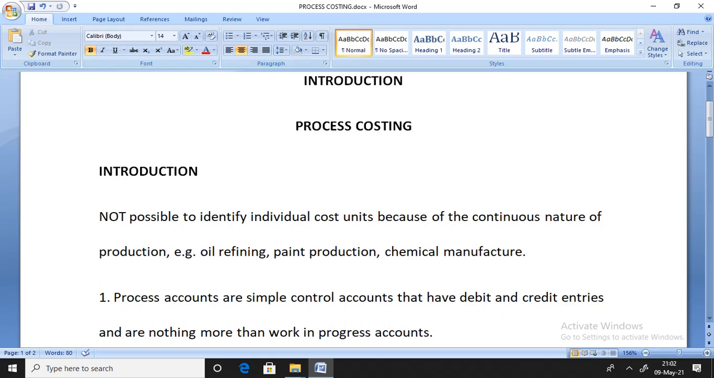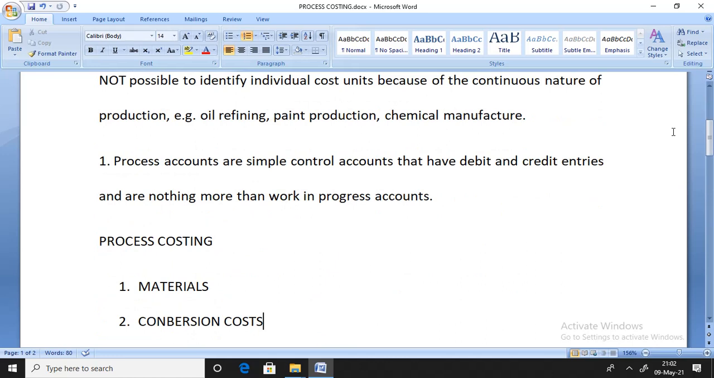Because with production done as a continuous process, it's difficult to actually find or identify an individual cost unit. So process costing method becomes one of the best costing methods that can be used. Now, under process costing, you will be required to open process accounts. Process accounts are simply control accounts that have debits and credits.